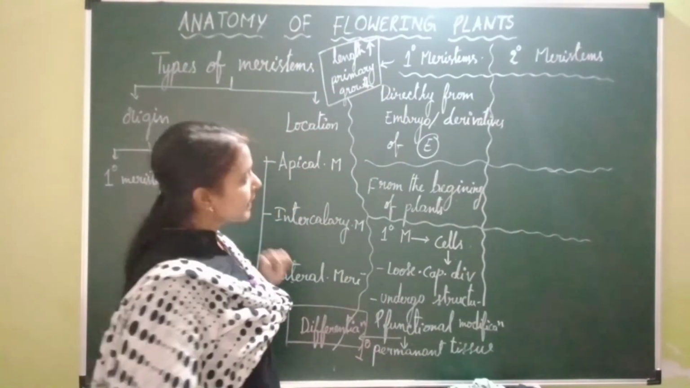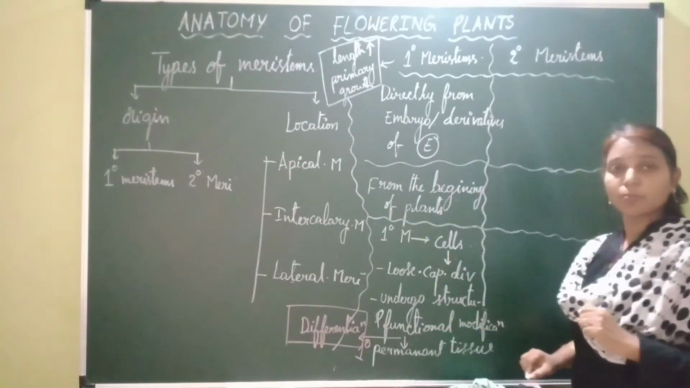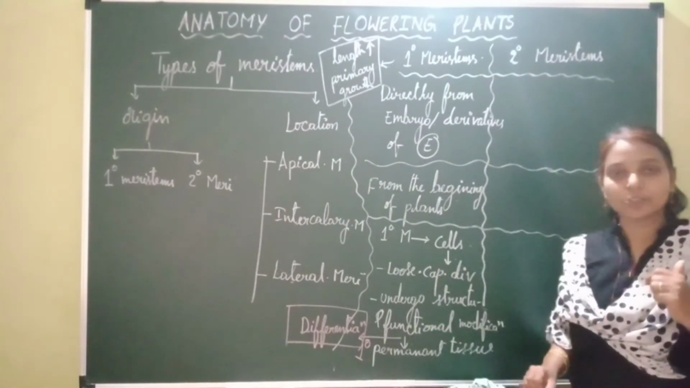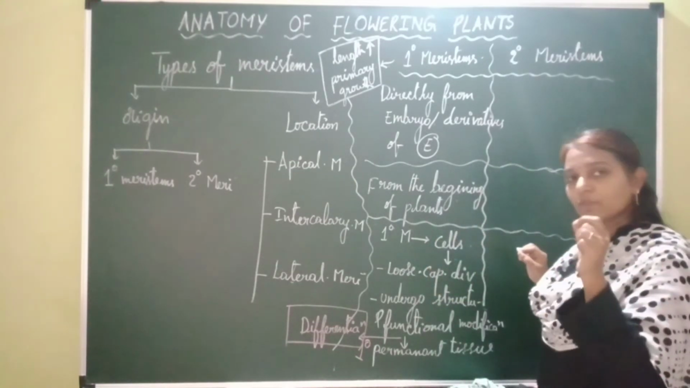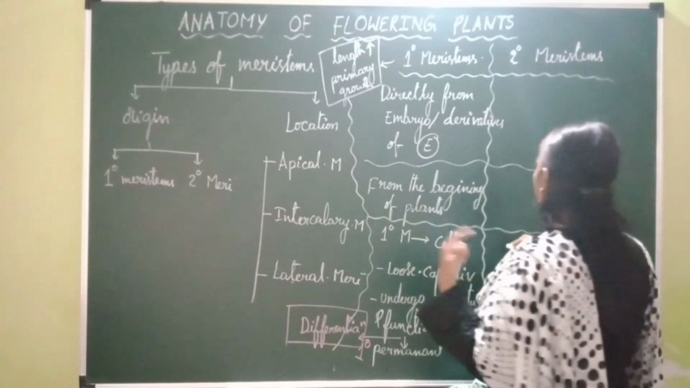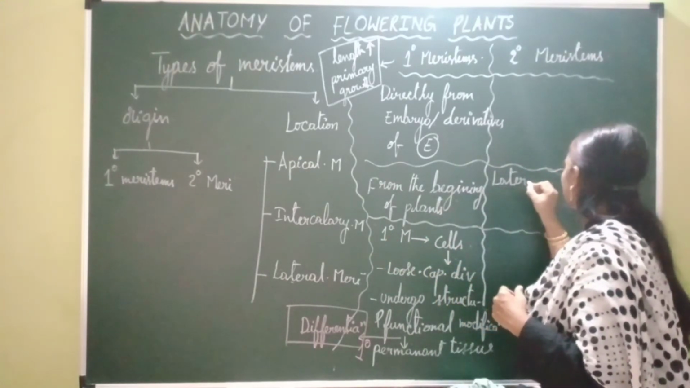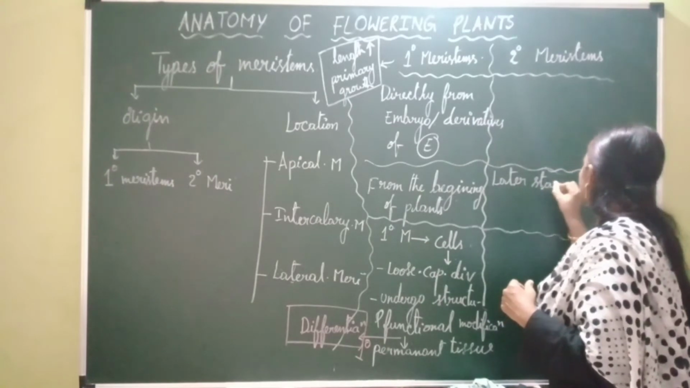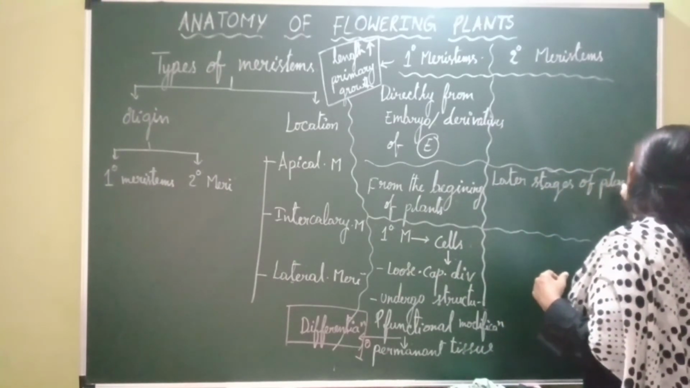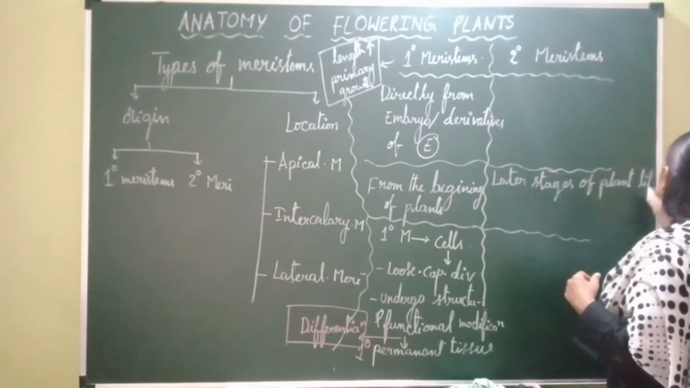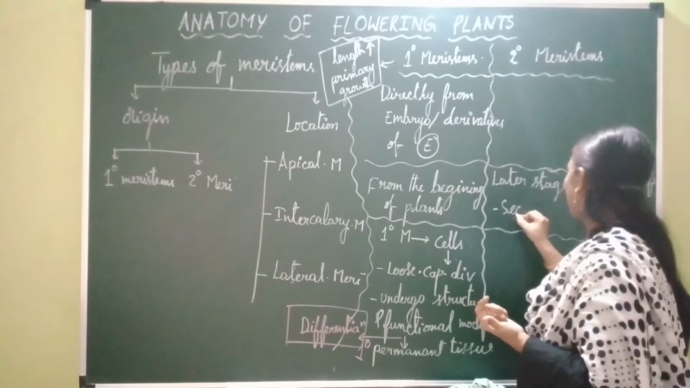Now let's study secondary meristems. These secondary meristems are the meristems which are formed in the later stages of plant life, that is during secondary growth. They are not present from the beginning, they are formed during the later stages of development of the plant. Secondary meristems are formed during later stages of plant life, that is during secondary growth.